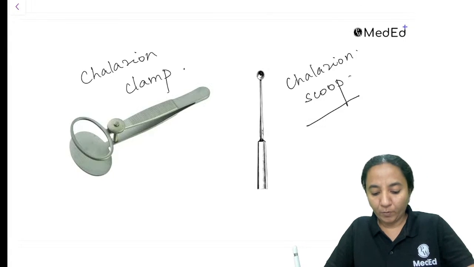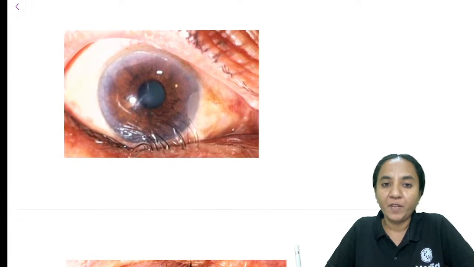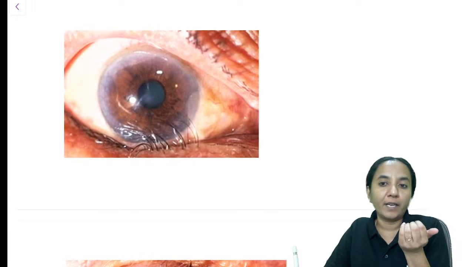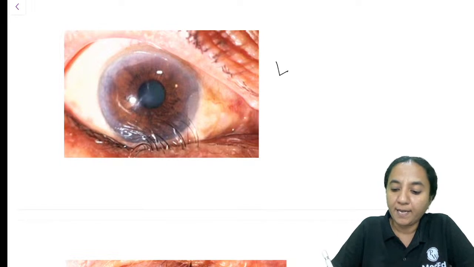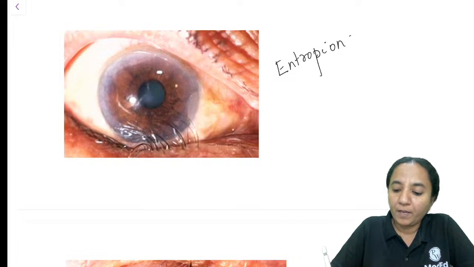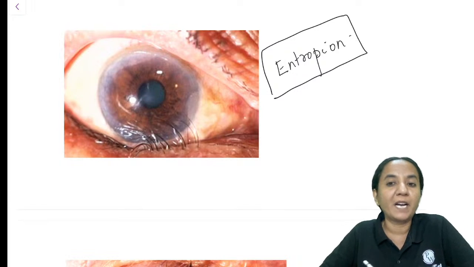Okay, next question. What is this? Look at the lower lid. What can you see? You can see that the lid margin is turned inwards and therefore the lashes are rubbing on the surface of the cornea. So what is this? This is entropion. The lower lid margin is turned inwards and you can see the lashes rubbing on the surface of the cornea. So lid margin turned inwards.